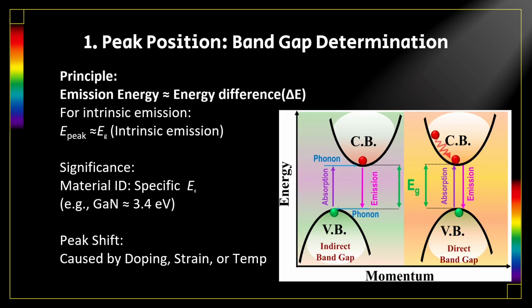Let's start with the first parameter, peak position. Fundamentally, the emission energy corresponds to the bandgap energy of the material. You can think of this as the material's fingerprint. For example, if we see a peak at roughly 3.4 electron volts, we know the material is likely gallium nitride. However, if the peak shifts to a higher or lower energy, it indicates a change in the material's condition, such as doping effect, strain, or change in temperature.